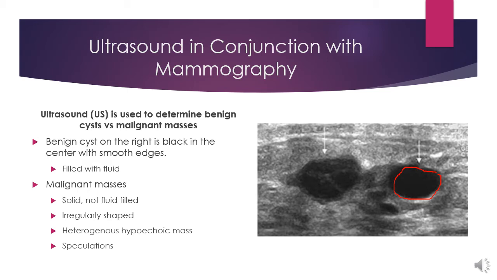On the left-hand side, you can see this is not such a smooth area. So that's an area that we want to really look at. It's also not black in the center, which means that this is more of a mass than fluid. So this would be something we would want to move on to some kind of biopsy, because that would be more prone to being a malignant mass. So they want to do further testing on that.